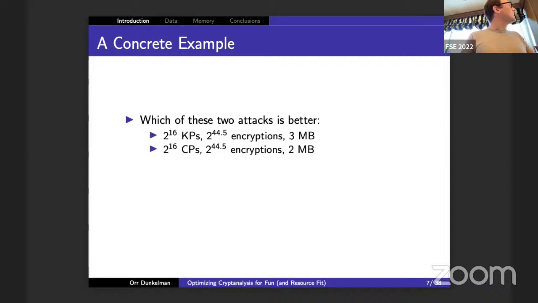Now, actually, if you look very carefully at the analysis, it's not exactly the same running time. This running time is faster by a factor of 2^0.002.